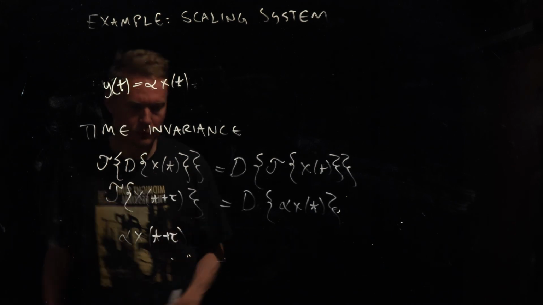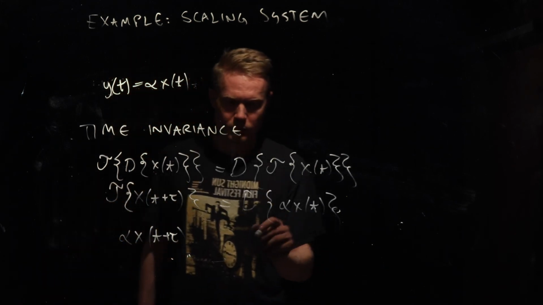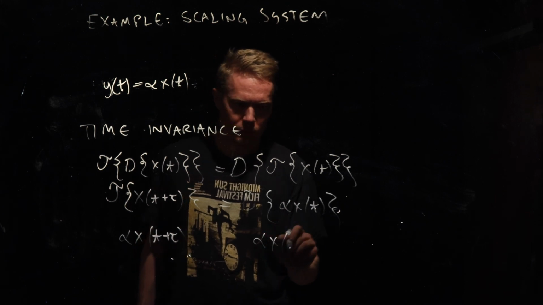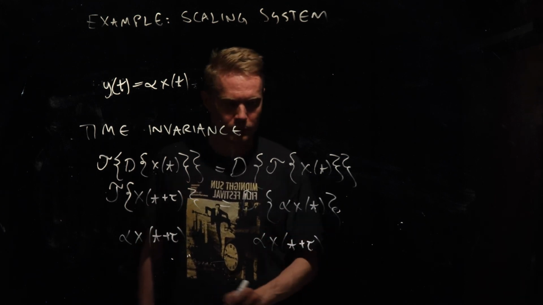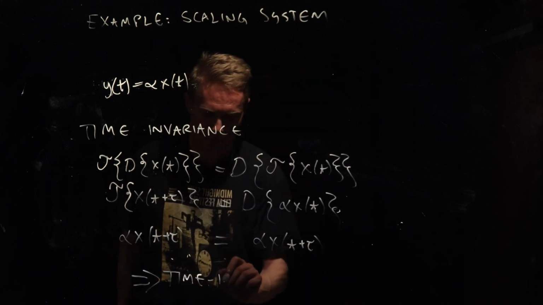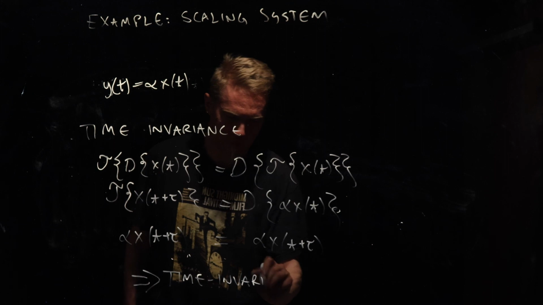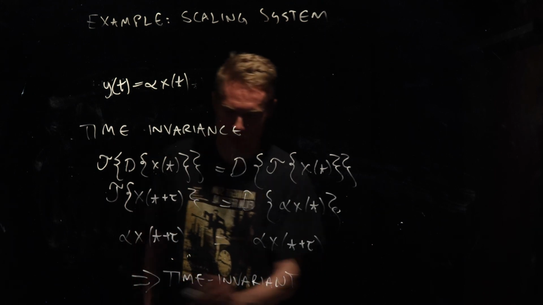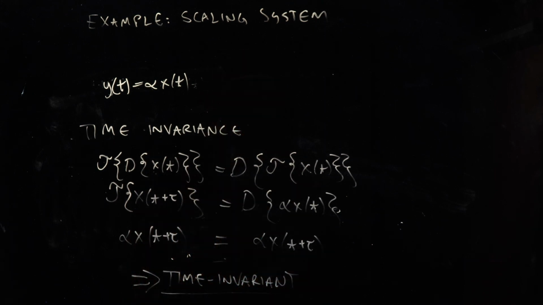Now if we apply the system on the left, we get alpha times x of t plus tau, and on the right-hand side we get the same. This implies that this system is time invariant. Alright, this concludes that the scaling system is a linear time invariant system.